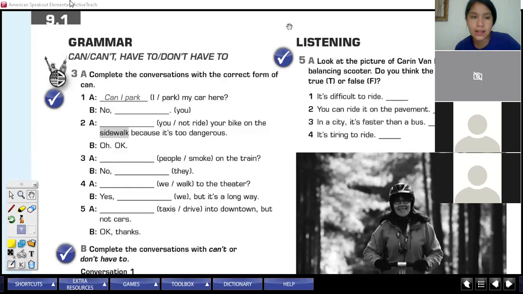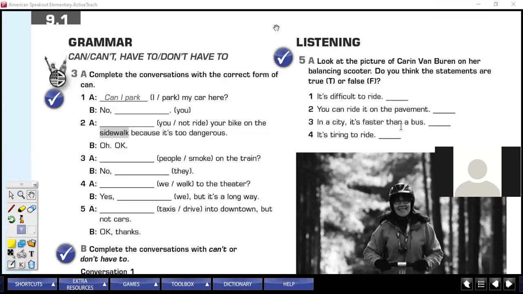Sorry. Okay. Now let's go to the first part and Alba, can you read the part answering number 1 and finish it, please? The first one. No, you can't. Can I park? No, you can't. Number 2, Hector.